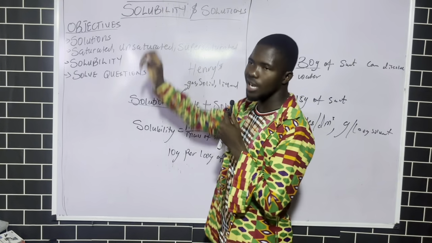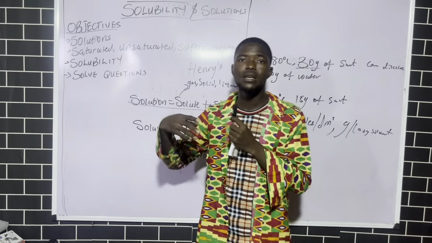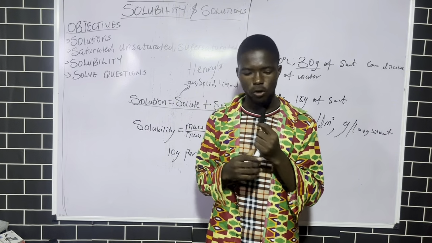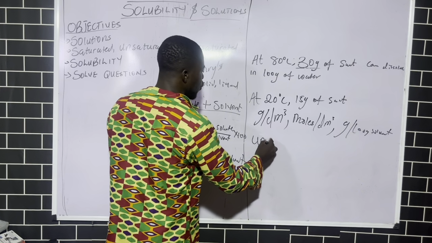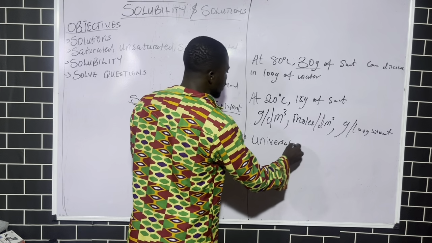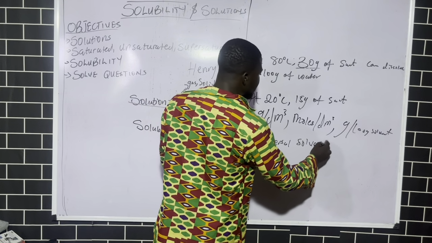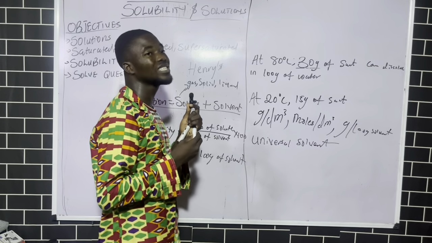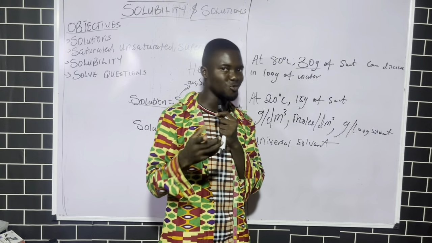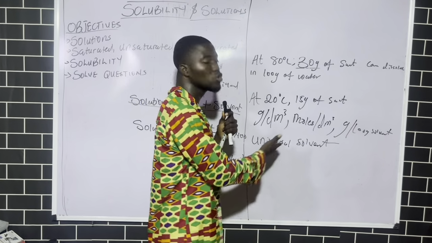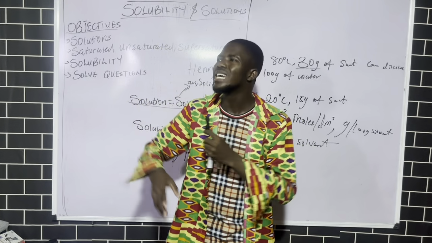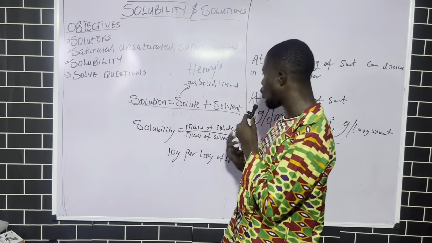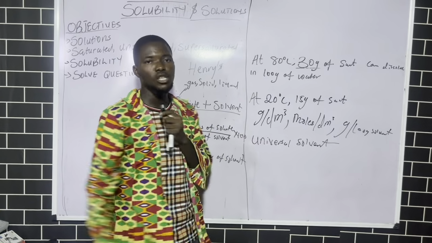Water is known as a universal solvent. Water is known as what? A universal solvent. Why? It is known as a universal solvent because it has the ability of dissolving many solids. That's a JAMB question. I've seen it. Water is known as a universal solvent because it has the ability of dissolving many solids. It can dissolve many. That's how we call it a universal solvent.